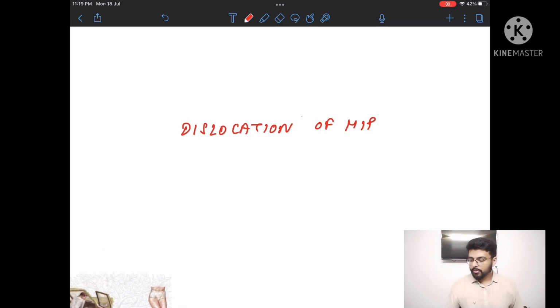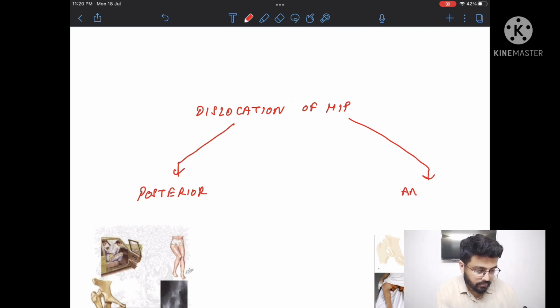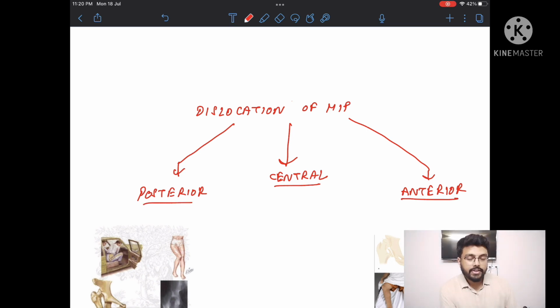Hip joint, as we all know, is made up of head of femur and acetabulum. It is an articulation between head of the femur and acetabulum. So, dislocation means loss of contact of the articulating surfaces of the joint, complete loss of contact. Okay, so the dislocation of hip could be posterior, it could be anterior, and it could be central. So I will discuss all these three one by one.